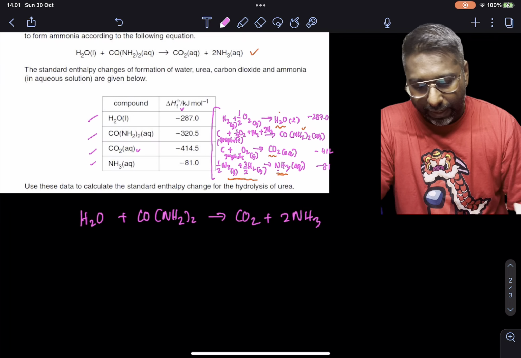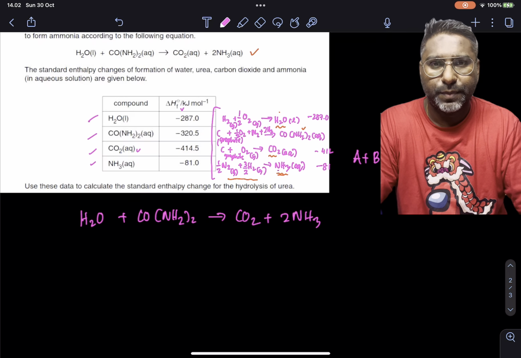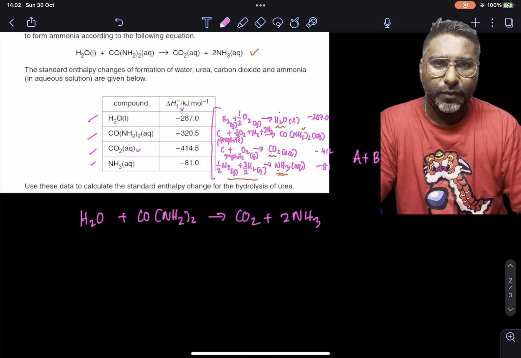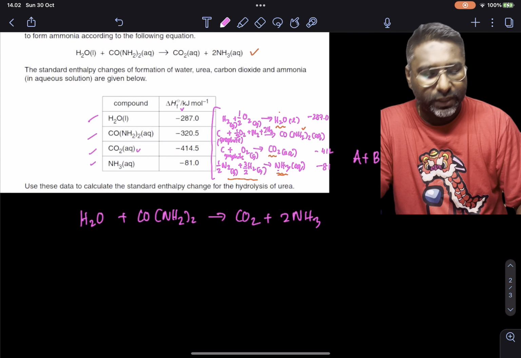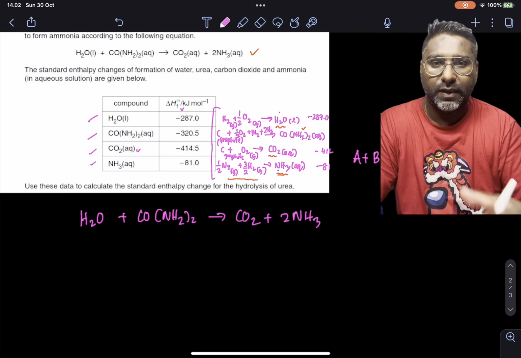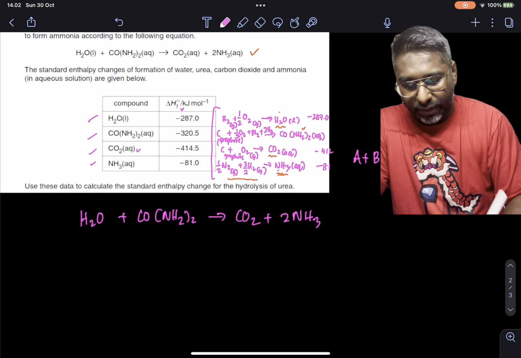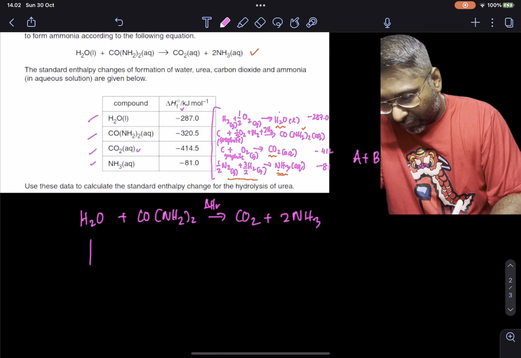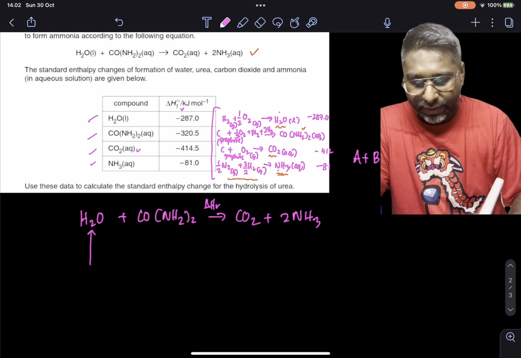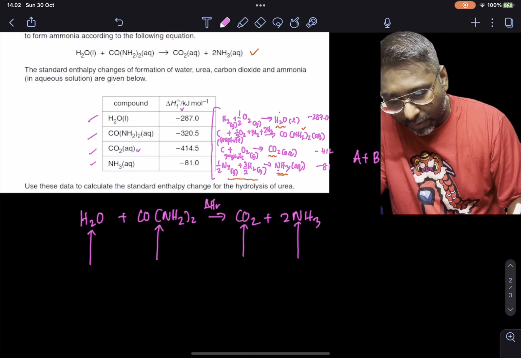So here what we need to do is, as I mentioned to you earlier, A plus B to give you C. Enthalpy change of formation means 1 mole of substance being formed from its elements under standard state. So the arrow is pointing towards C. A plus B to give you C, formation of C. So what I'm going to do here is, this is enthalpy change of reaction, the one that I'm going to find. For formation, you are going to form water, you are going to form urea, you are going to form carbon dioxide, you are going to form ammonia.